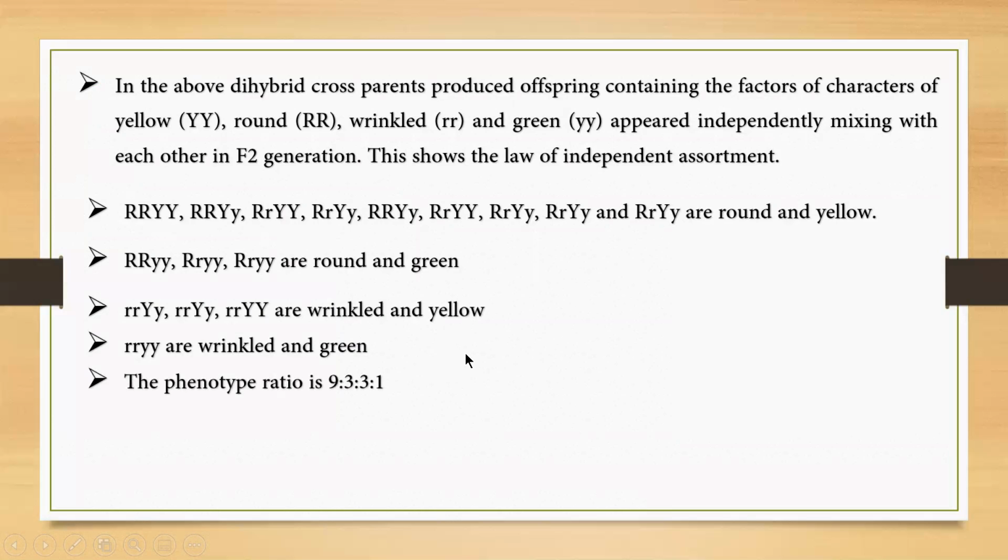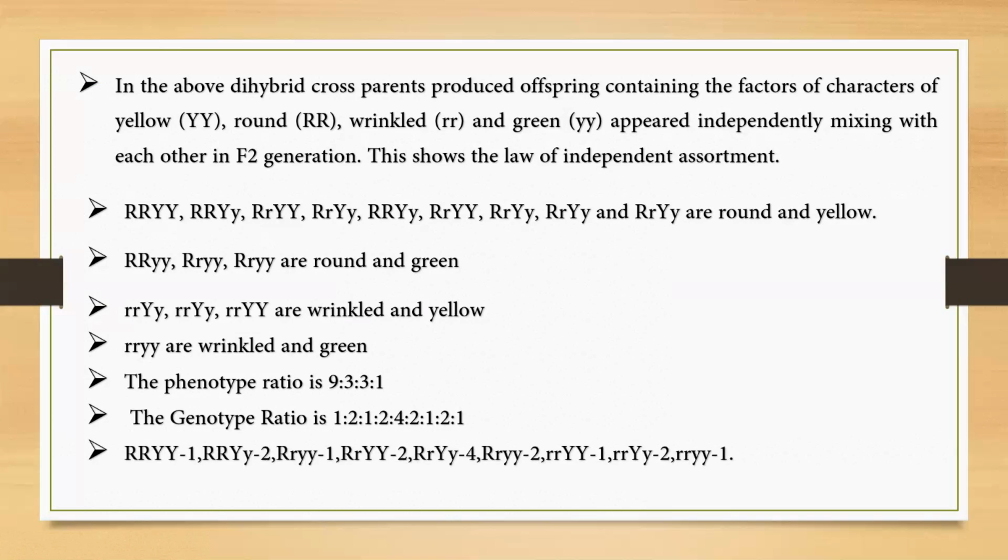If you observe the phenotype ratio of the dihybrid cross in the F2 generation, it is 9:3:3:1. That means we get round yellow seeds, round green seeds, wrinkled yellow seeds, and wrinkled green seeds in the F2 generation. The genotype ratio of the dihybrid cross is 1:2:1, 2:4:2, 1:2:1.